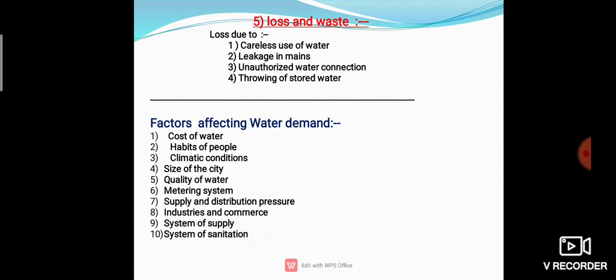Then loss and waste. So what does loss and waste mean? It includes careless use of water, leakage or unauthorized water connections, and throwing of stored water. So leakage in mains, valves and other fittings. Careless use of water means unauthorized connections, etc. If distribution of water is more, consumers always waste that water. That is the careless use of water.